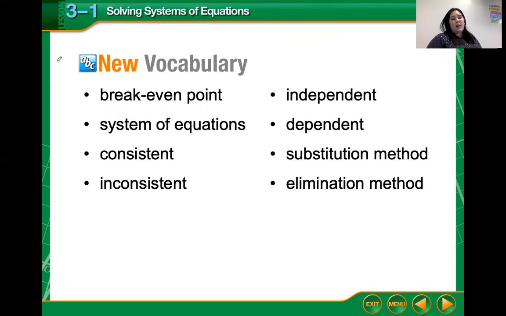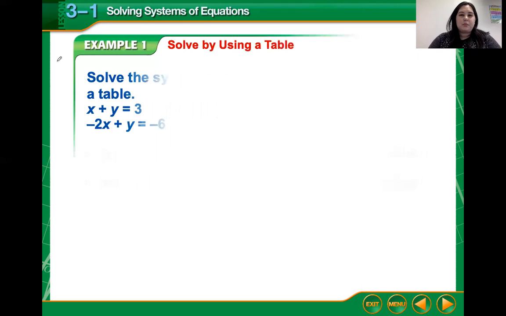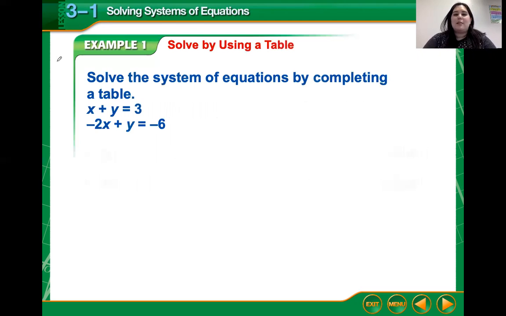Several of these you may already be familiar with from Algebra 1, but we're going to review some of these topics. The first one is solving a system of equations by completing a table. A system is made up of 2 or more equations, and we're just looking to see if they intersect. Are they the same line? Do they never intersect? Those are what we're looking for.